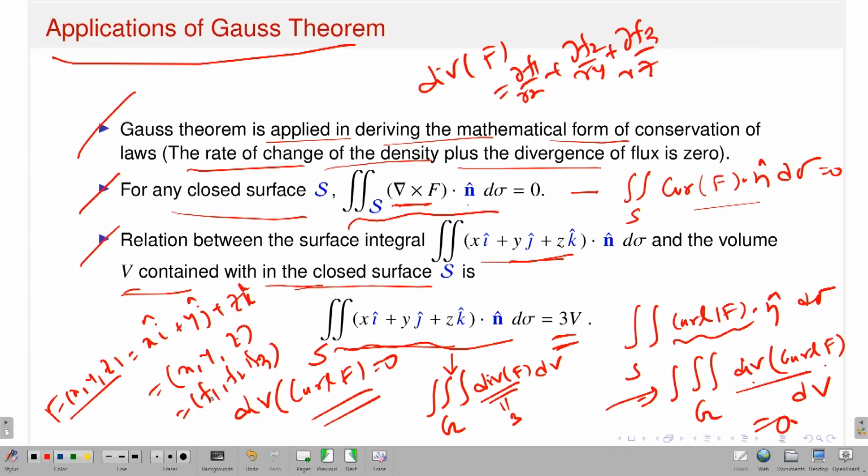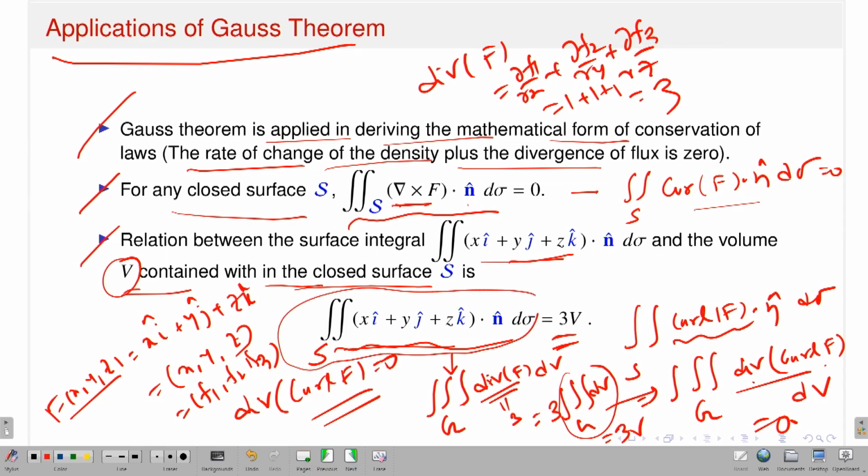Now if I calculate it, f1 of (x, y, z) is x, f2 of (x, y, z) is y, and f3 of (x, y, z) is z. Therefore this is 1 plus 1 plus 1, that means 3, so it is 3 times the integral over G of dV. And what is the integral of dV? This is the volume of the region G, which I already said is V. So this is exactly equal to 3V. So this kind of surface integral is nothing but 3 times V, where V is the volume of the region G bounded by your surface S.